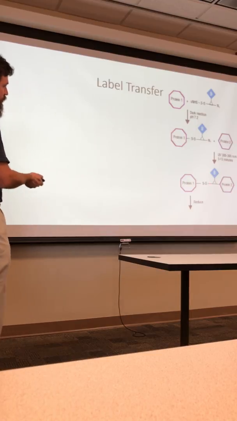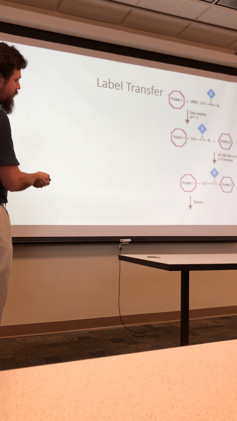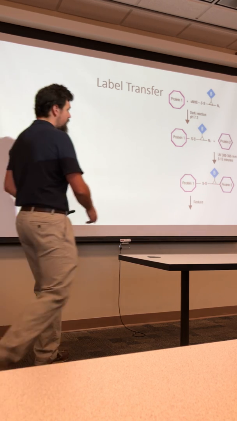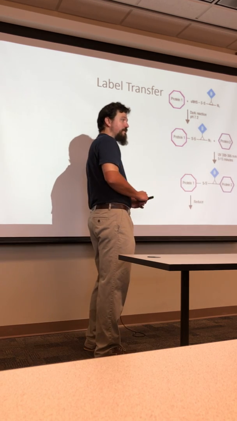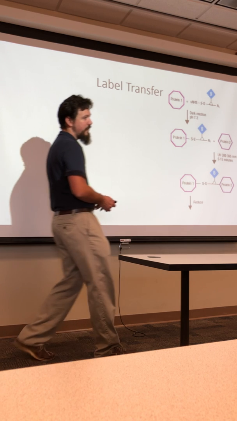So we do this process. If this protein interacted, it gets cross-linked. Now we can reduce this disulfide, and what now has the label? The protein that it interacted with. And so we can decipher that out.